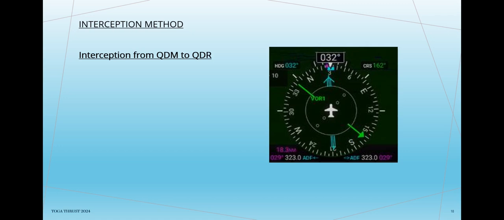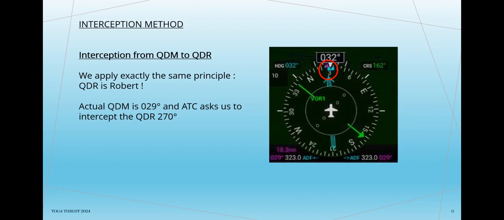Interception from QDM to QDR. We apply exactly the same principle. QDR is Robert. Actual QDM is 029 degrees and ATC asks us to intercept the QDR 270 degrees.